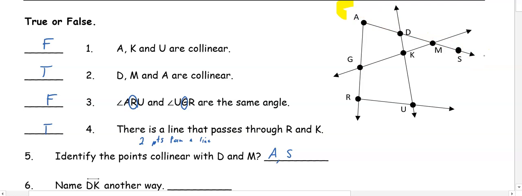Number 6, name line DK in a different way. So line DK actually has 3 points. So to rename it, we can switch the order of DK, or we can put U in place of one of those letters. So if I put U in place of D, I would have KU or UK. And if I put U in place of K, I would have DU or UD.